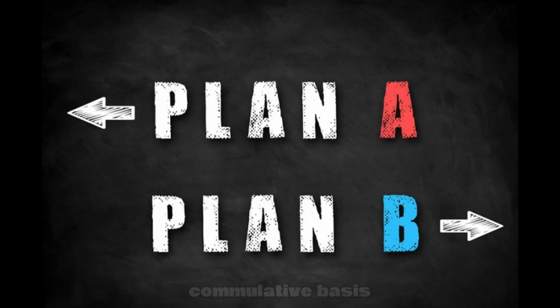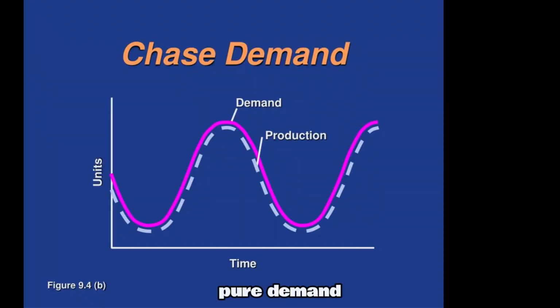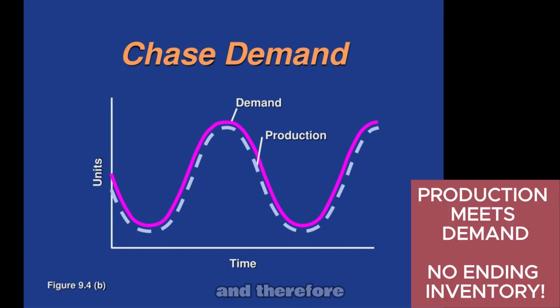Comparing plans on a cumulative basis. When comparing different plans, we can also look at them on a cumulative basis. This means we track how production or capacity changes over time. In a pure demand chase plan, the production line matches the demand line perfectly. This means no gap between them and therefore no inventory.